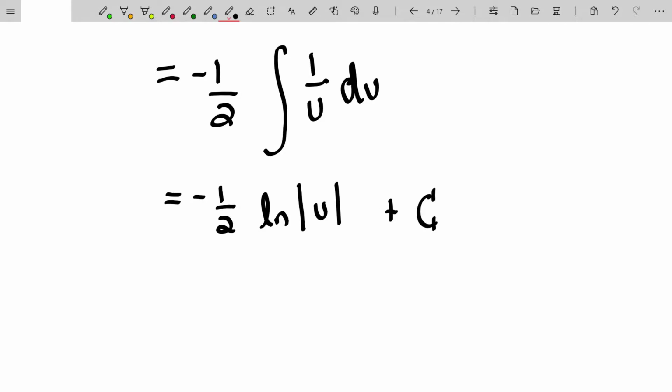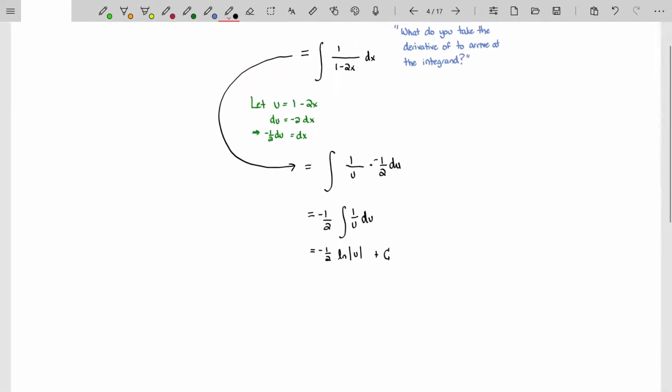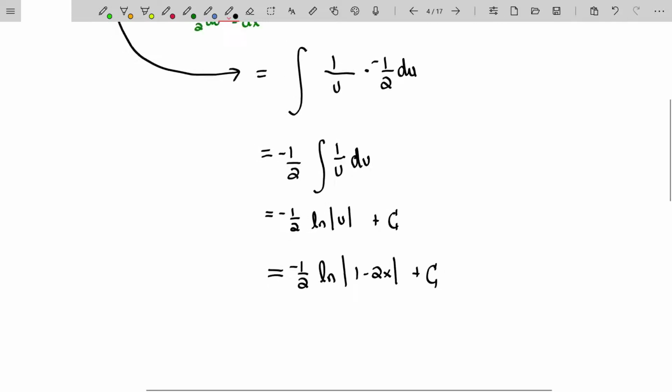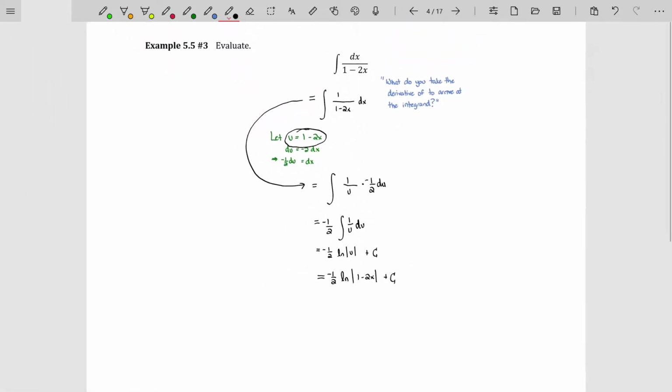At the final part here, you should note you didn't start in the world of u. You started in the world of x's, so you should resubstitute in the end. Grab this right here and just plug it into your final answer. That'll be a negative 1/2 natural log absolute value of 1 minus 2x plus c. And there you go. That is the full antiderivative of 1 over 1 minus 2x. Or in other words, the indefinite integral of dx over 1 minus 2x is equal to negative 1/2 natural log of the absolute value of 1 minus 2x plus c.